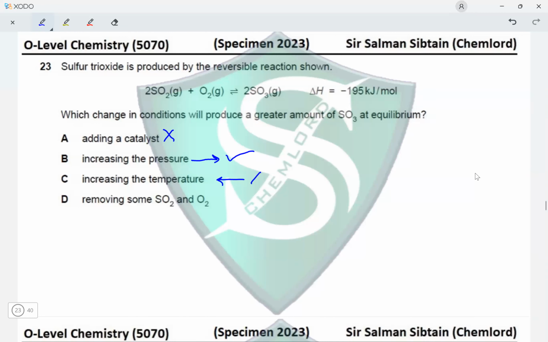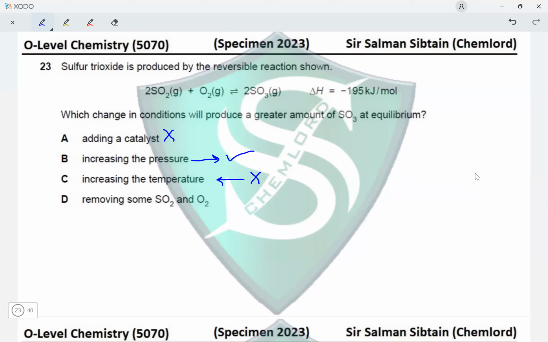Thus, option C is incorrect. Option D, removing SO2 and O2. SO2 and O2 are both reactants. If you remove SO2 and O2, you are basically decreasing the concentration of the reactants. If the concentration of the reactant is decreased, automatically the concentration of the product increases.